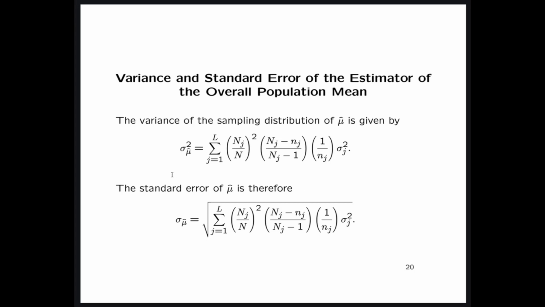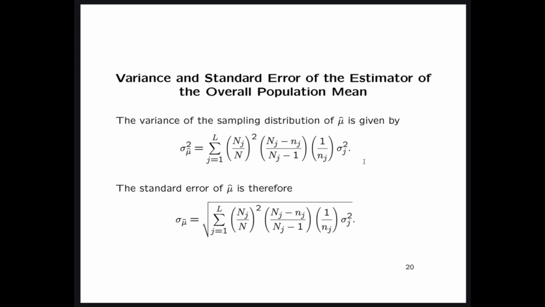Once we have the variance of mu hat, we can take the square root of that value to get the standard error of mu hat. So sigma sub mu hat is just the square root of that same sum. Now again, if we don't know the population variances, the stratum variances, then we can't calculate the variance and standard error of mu hat exactly, and so these quantities will need to be estimated.